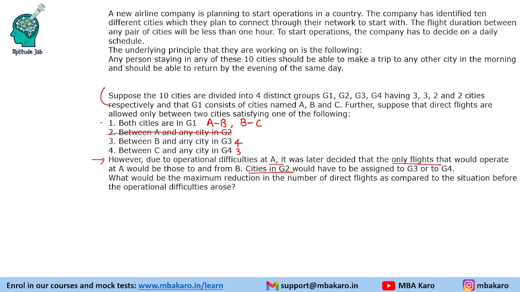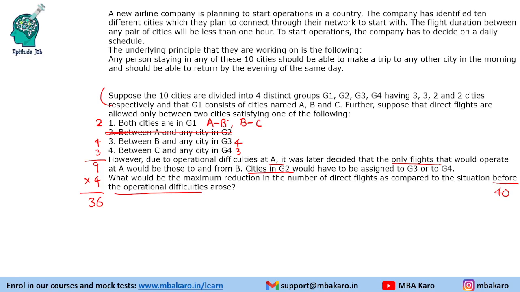So before the operational difficulties, there were 40 flights. And now let us find the number of flights. We have 2 connections here. The A and G2 condition does not exist because A is not connected to any other city. Between B and G3, we have 4 connections. Between C and G4, we have 3 connections. So in total we have 9 connections and 4 flights per connection. So we have 36 flights.